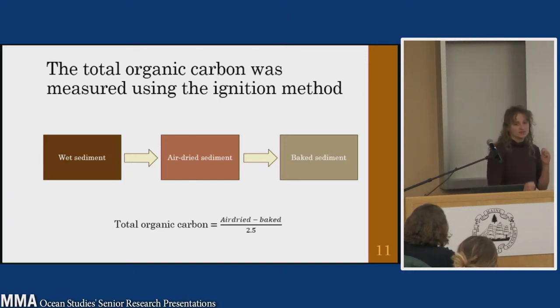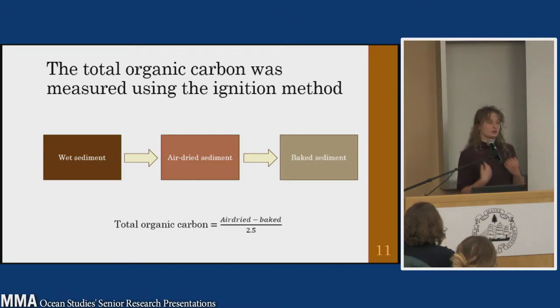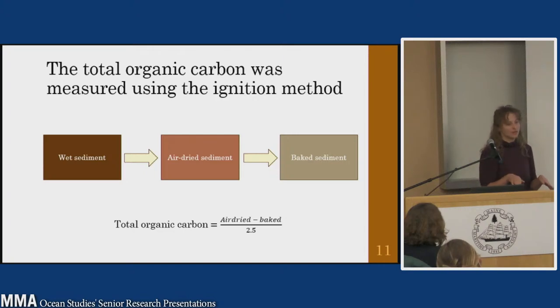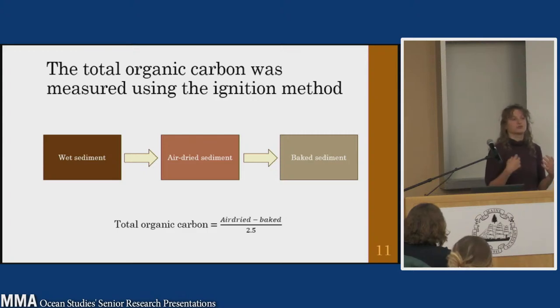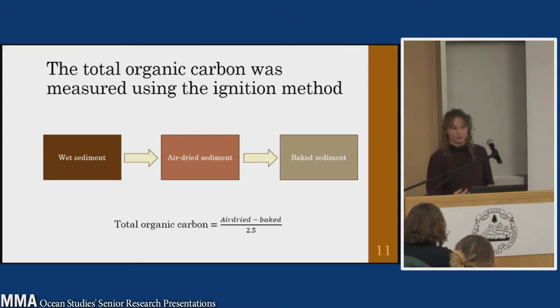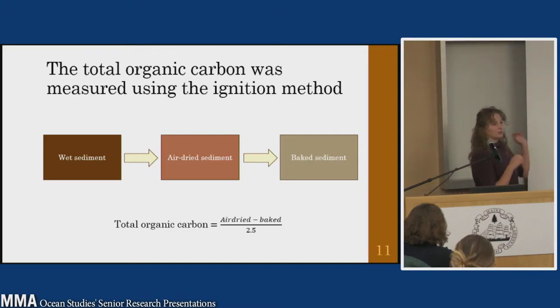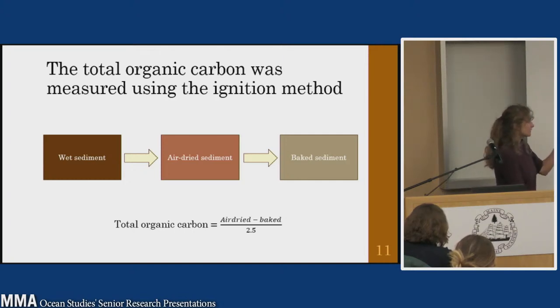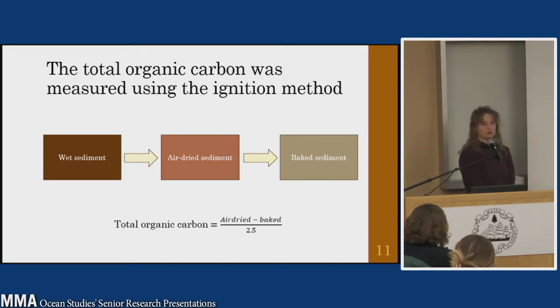And then when you're comparing PAHs between sites or across time, people use total organic carbon to normalize the data, because, as I said earlier, PAHs stick to organic carbon, and so sites with higher organic carbon would thus have more PAHs there naturally. So to do that, I used the ignition method. I had wet sediment. I air dried that sediment for 5 to 7 days, and then I baked that sediment at 550 degrees for 4 hours. I then took the weight difference between the air dried sediment and the baked sediment, divided that by 2.5, and that gave me the total organic carbon.